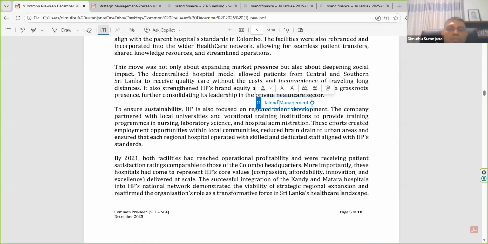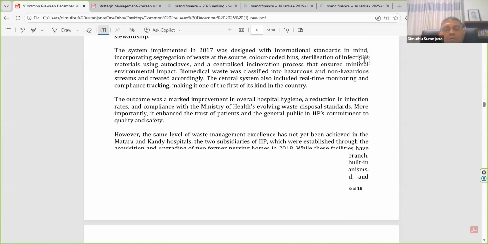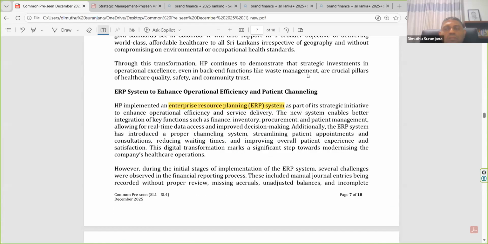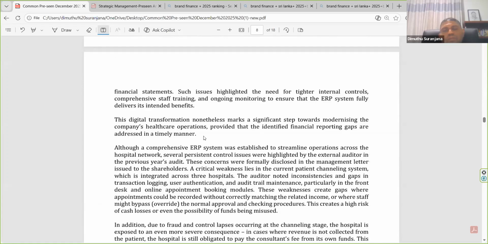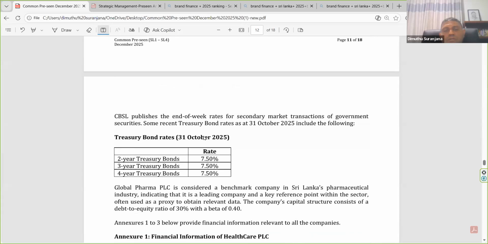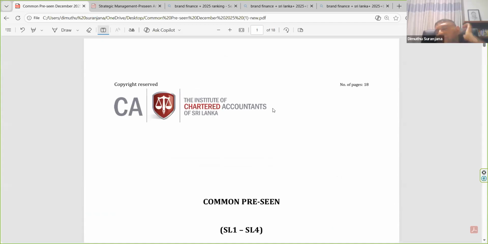Talent management is there under the people and valuation part. Just check. ERP has been separately mentioned, so it is more possible to get a question from ERP. Please look at that very carefully. Those are possible key tools which can be tested.